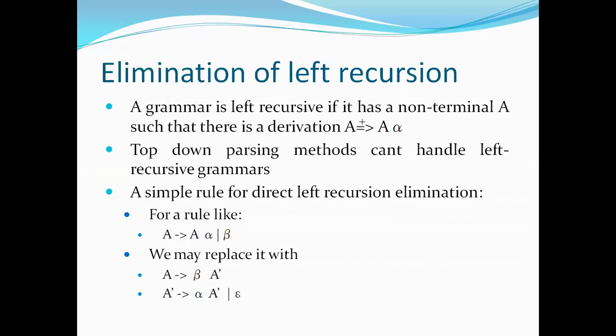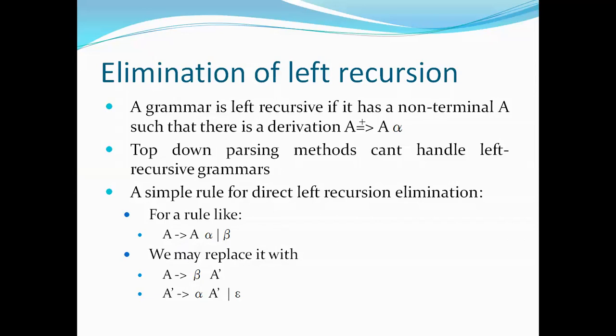What is a right recursive grammar? The production is in the form A produces alpha A, so A is present in the rightmost symbol. That is called a right recursive grammar. In top-down and bottom-up parsing, the left recursion is the problem, so we have to eliminate the left recursion.